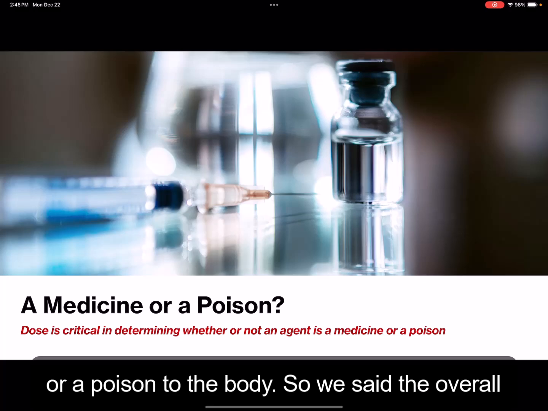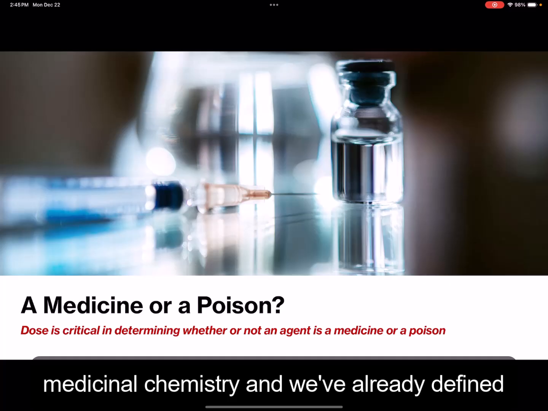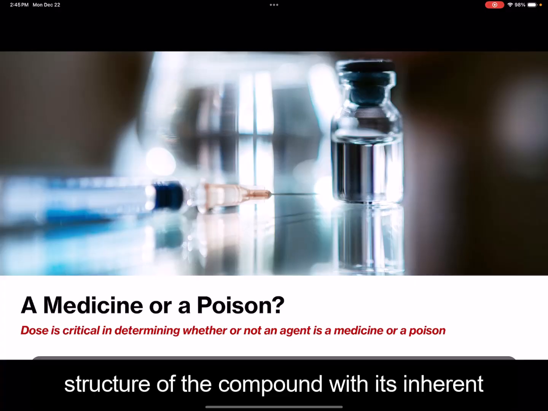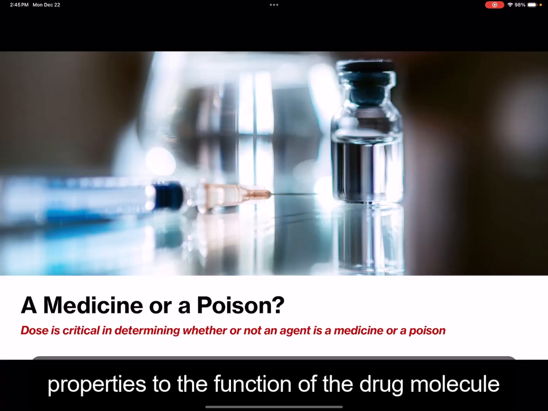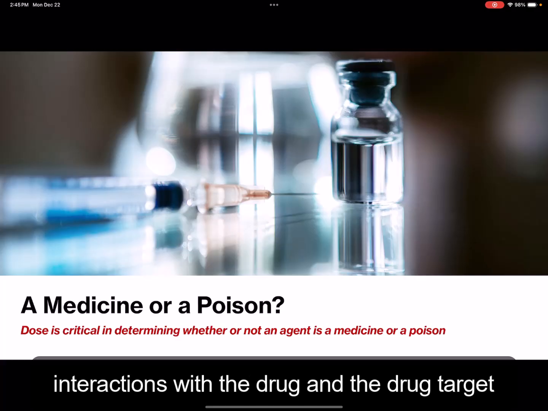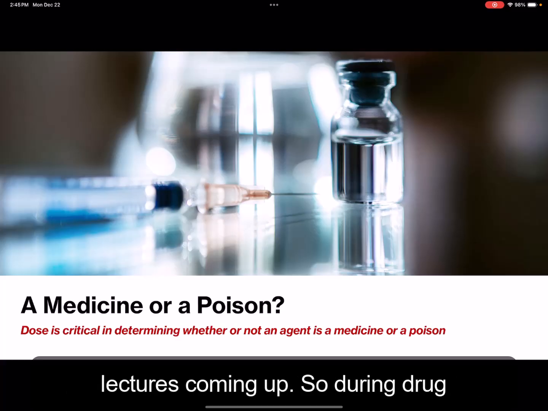So we said the overall focus of our course this term is going to be on medicinal chemistry, and we've already defined that now. So it really requires connecting the structure of the compound with its inherent properties to the function of the drug molecule in the body. This is going to involve interactions with the drug and the drug target, and this will be a central focus of many of our lectures coming up.